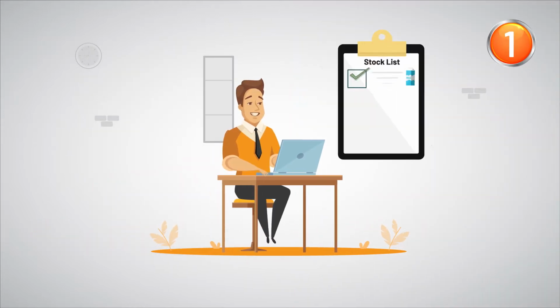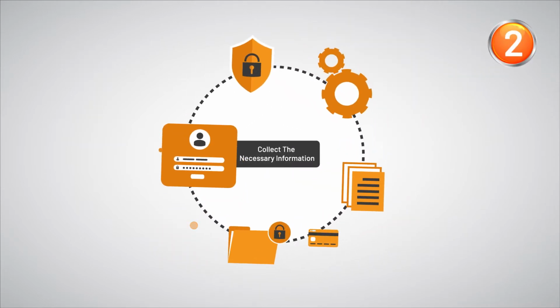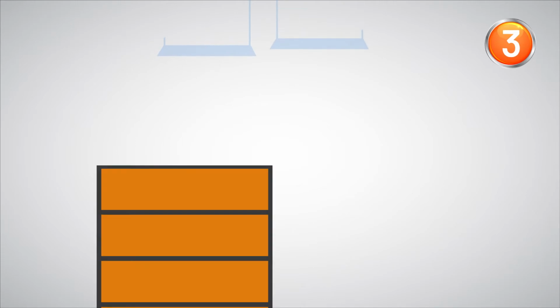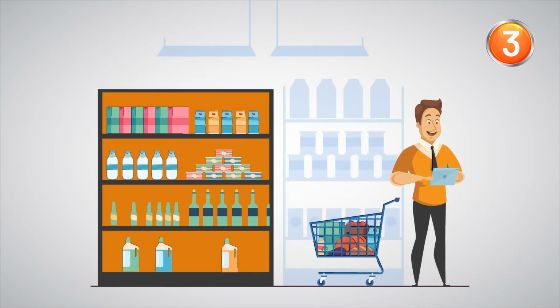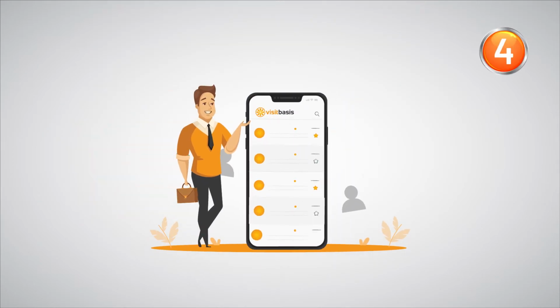1. Prepare an up-to-date must-stock list. 2. Smartly collect the necessary information to get the most benefit. 3. Set up your retail merchandising software with the exact information about the product. 4. Keep your visits updated with our systems.